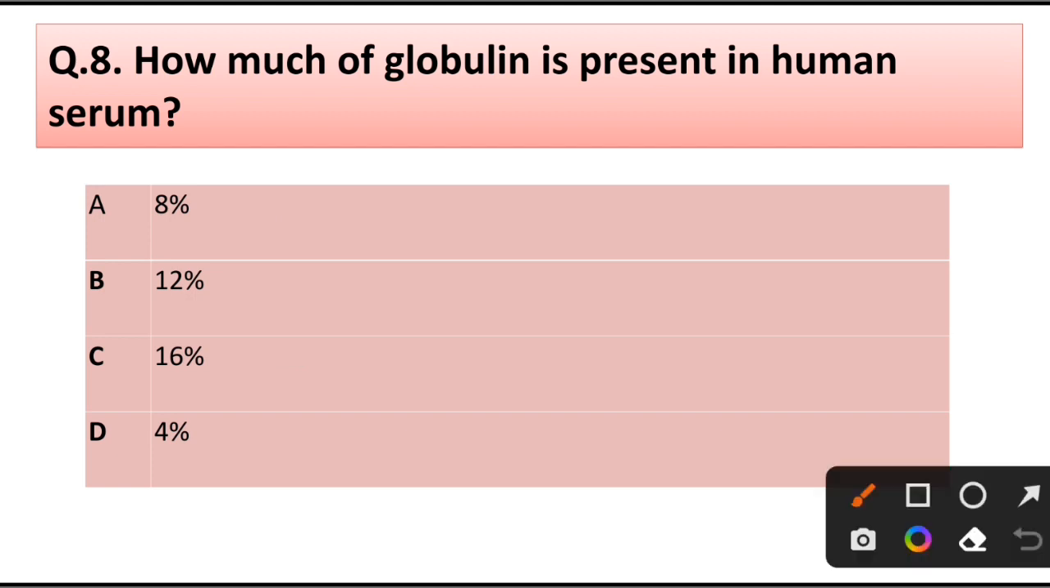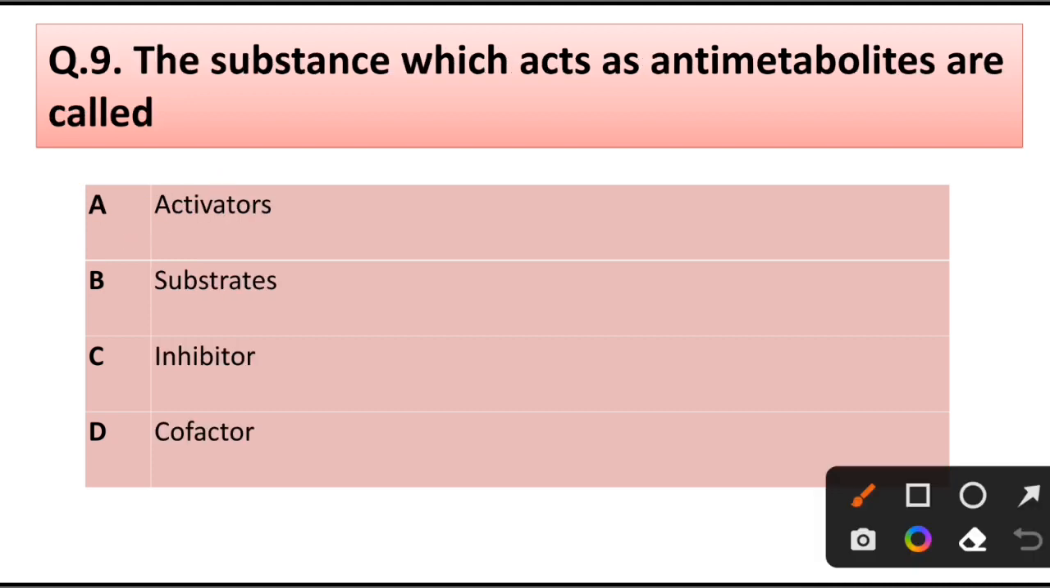Question number 8. How much of globulin is present in human serum? 8%, 12%, 16%, 4%. Correct answer is option A. 8%.